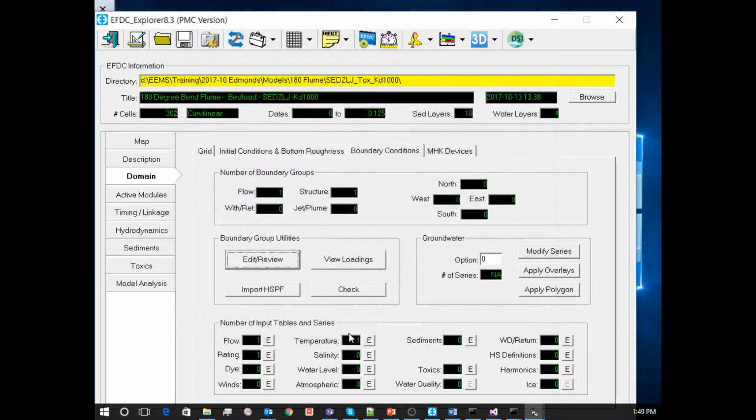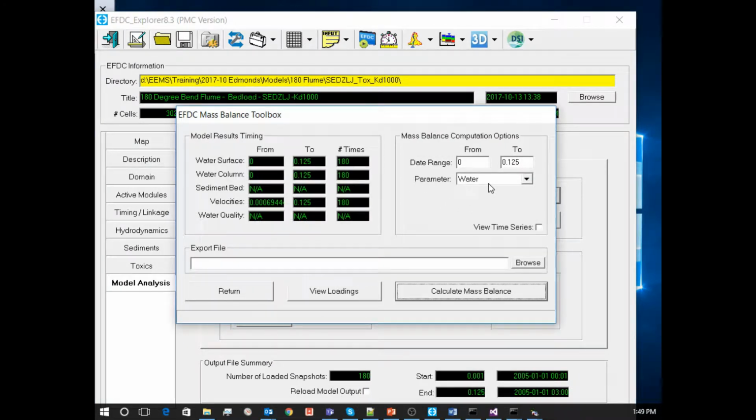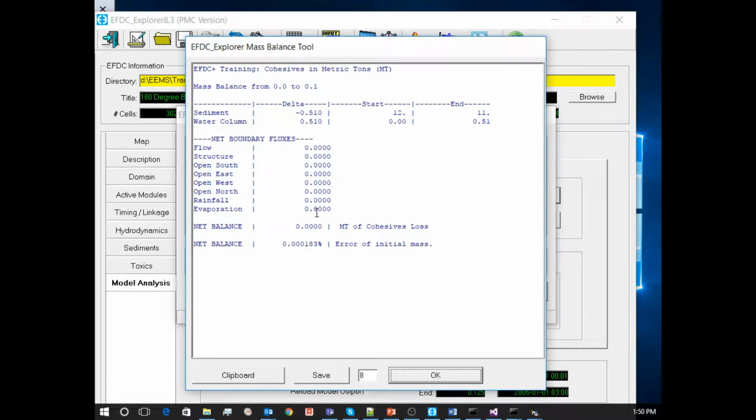Now when I go in here to model analysis, mass balance, and go to cohesives, just view time series. See here, it's reading the snapshot data and calculating the mass balance. And this is what we want to go away. Right now it's still a very, very small number, but this is based on single precision results. So we're going to run the same model with double precision and see what happens to that number right there.